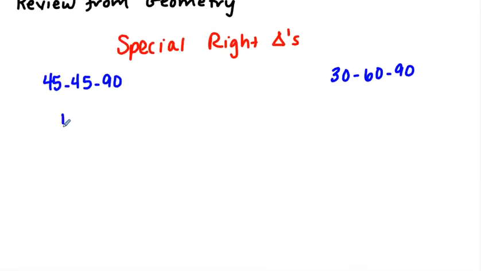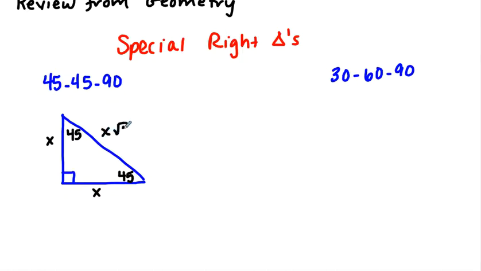In a 45-45-90 right triangle, it's a right triangle because it has that 90-degree angle, which means that two of the angles are 45 degrees. The relationship is that this is an isosceles triangle, so both of the legs are the same. I'm going to call them x. What you learned back then was that if you went through the Pythagorean theorem, the relationship would always stay the same. What you'd get with your hypotenuse would be x root 2.